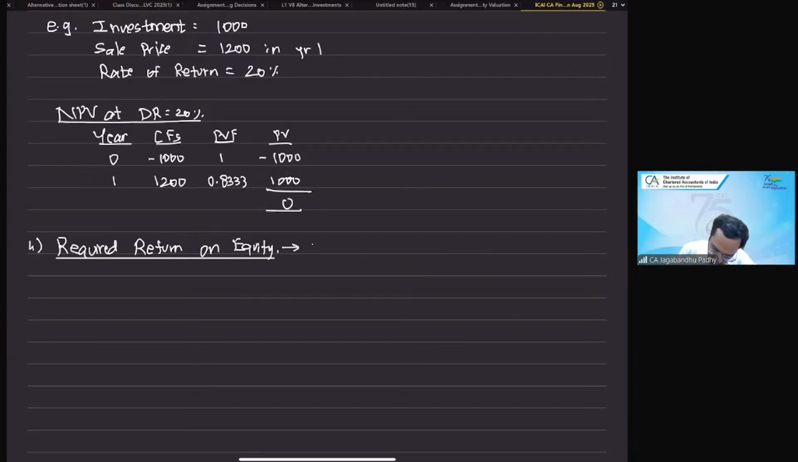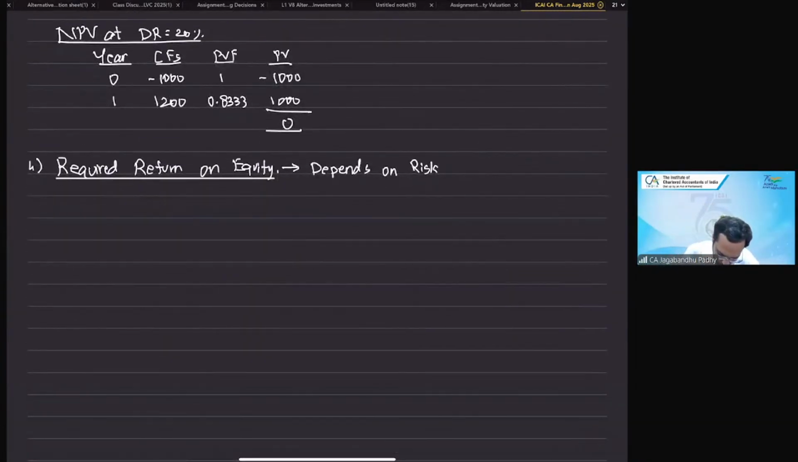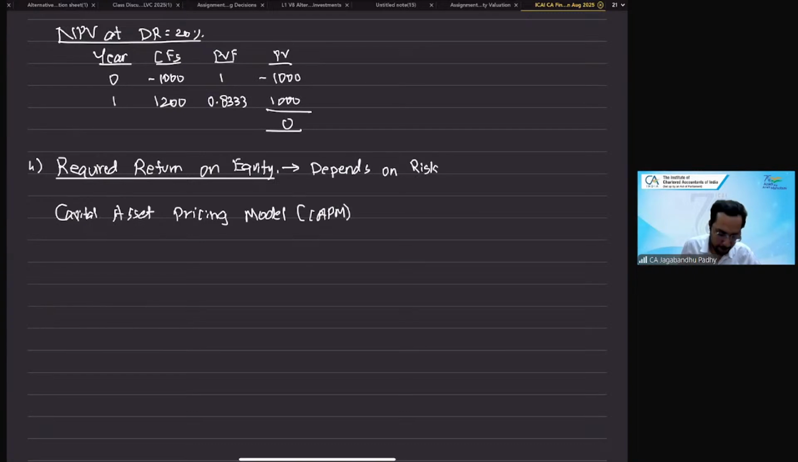Can I say the required return on equity, again, as we have said, depends on risk. It depends on the risk, guys. So required return on equity is essentially going to depend on the risk, right? And for that, we have a very popular model called the Capital Asset Pricing Model, or CAPM.